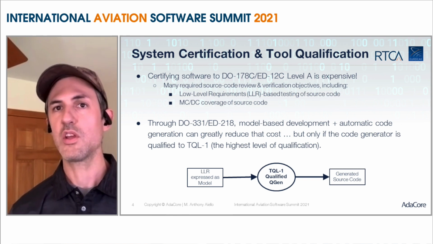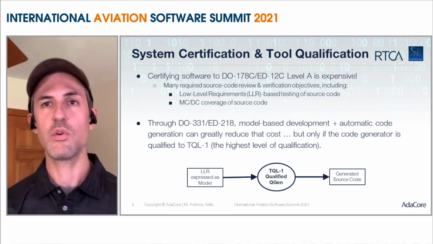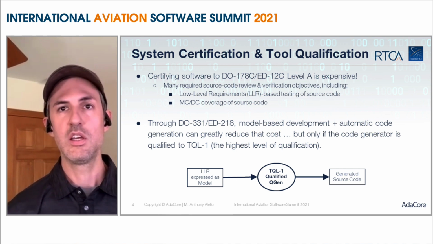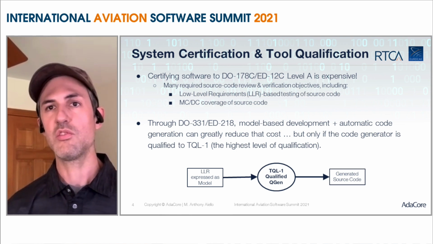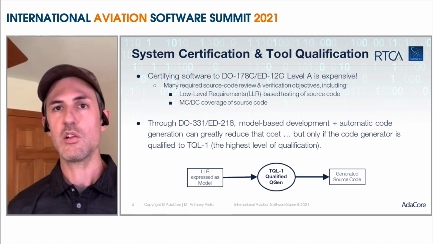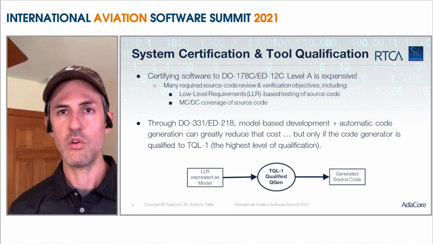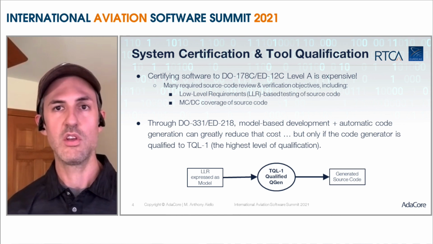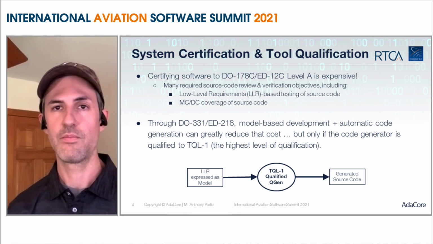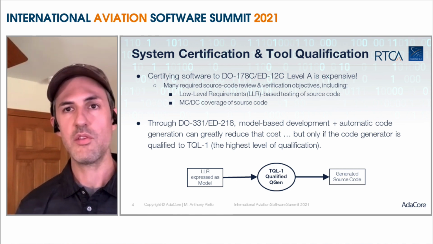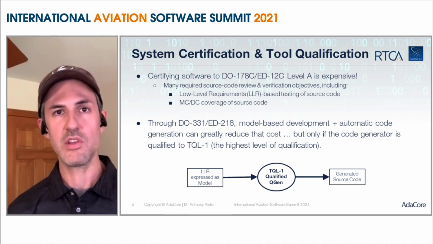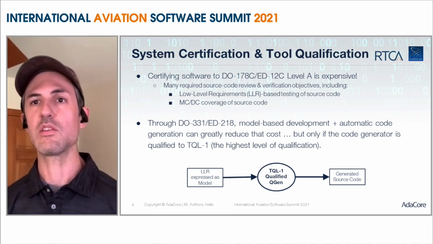Qualified tools are interesting because certifying software to DO-178 is expensive, especially for level A. There are many required reviews and verification objectives that focus on source code, including testing of the source code using low-level requirements and MCDC coverage of the source code. Through DO-331, which covers model-based development, there's a promise of significant cost savings.